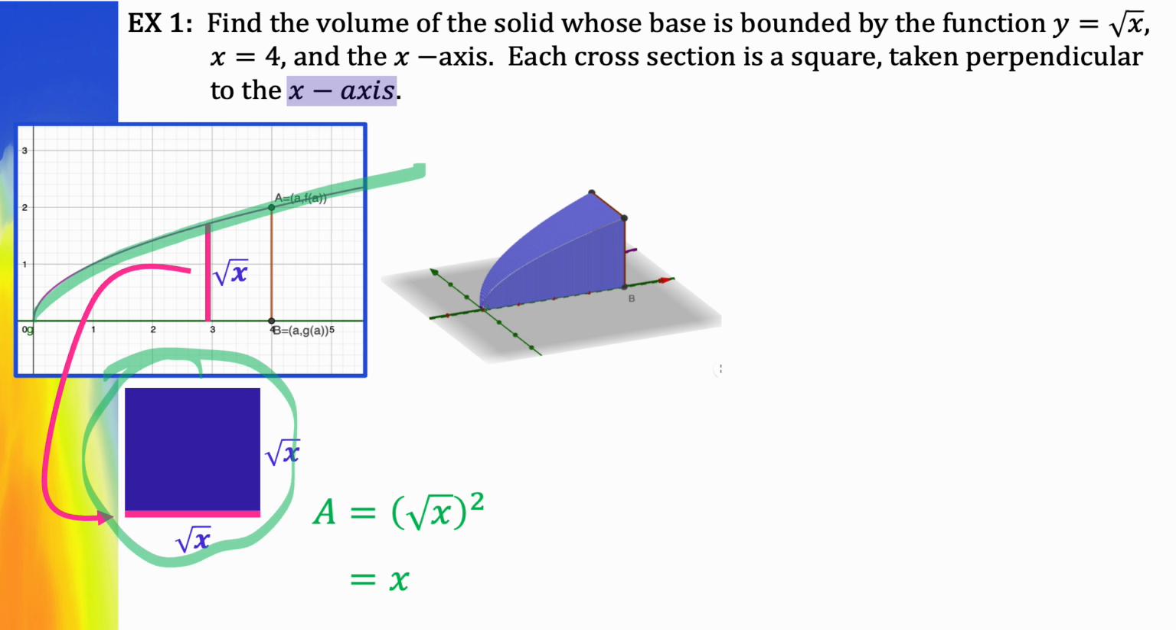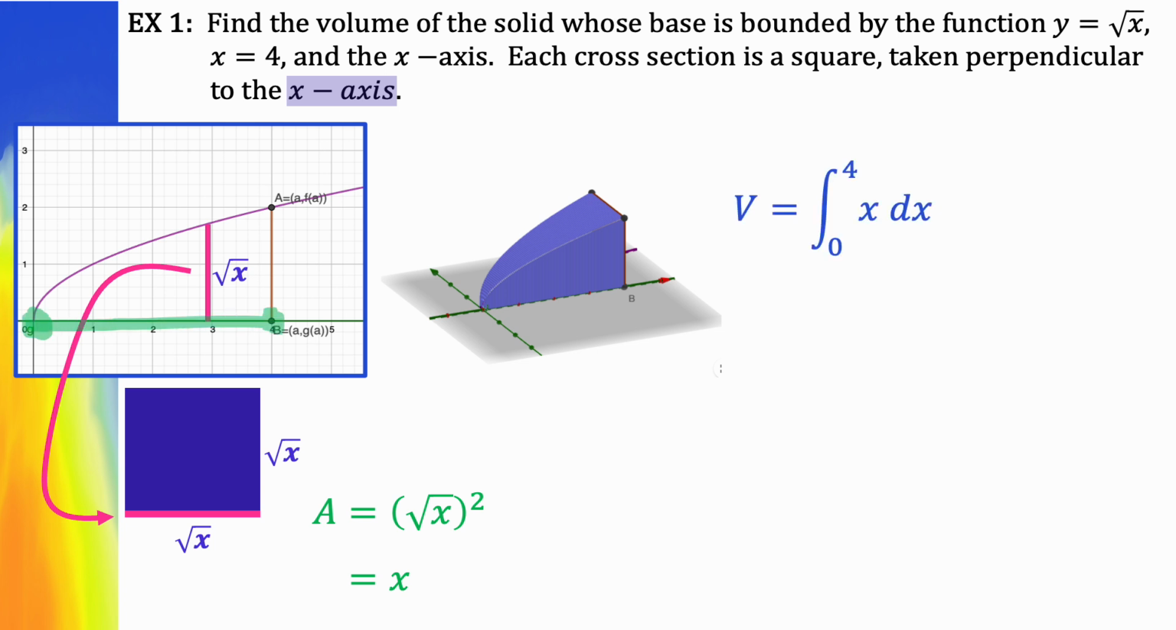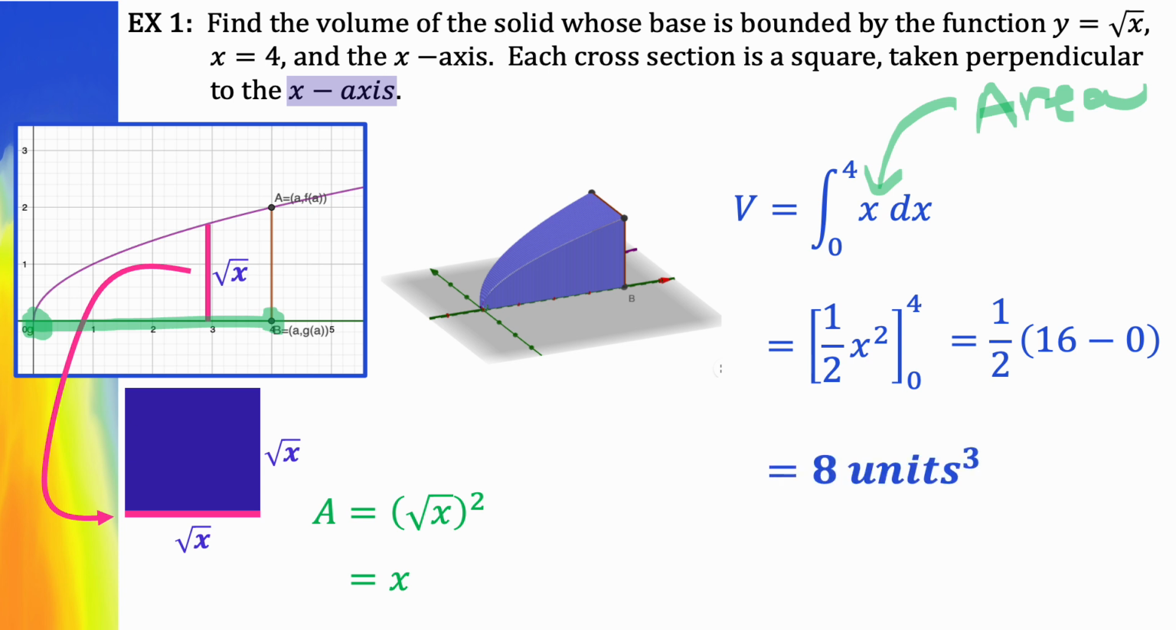Now, if I want the volume of the solid, I want all of those squares. All of the squares starting from 0 and going all the way to 4, an infinite number. So that's an integral, 0 to 4, and then this right here, that's the area of the cross-section. So we can go ahead and integrate and evaluate that, and we get a volume of 8 units cubed.